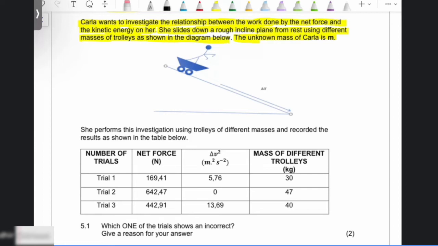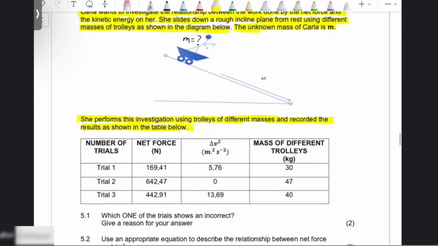So we know now that we don't actually have a mass. It says she performs this investigation using trolleys of different masses and records the results as shown in the table below. And this is what we have. We have the number of different experiments or trials, trial 1, 2, 3, and then the net forces, guys.